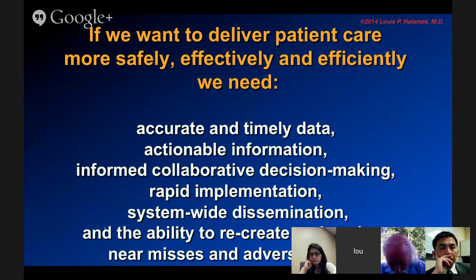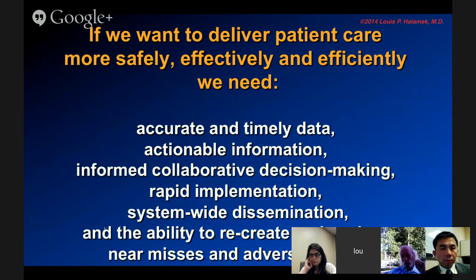And the reality is that in healthcare, if we want to deliver care in a safer, more effective, and more efficient fashion, we need a number of different things. We need accurate and timely data, which can then be translated into actionable information. We have to make those decisions in an informed and collaborative manner with our colleagues. We oftentimes have to implement these decisions rapidly.